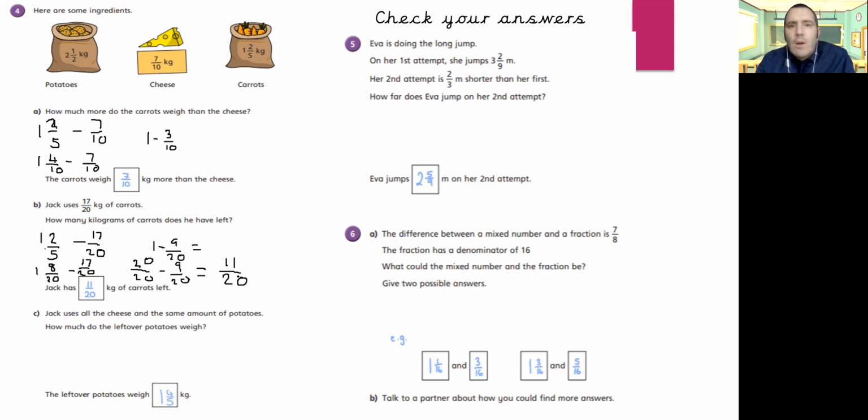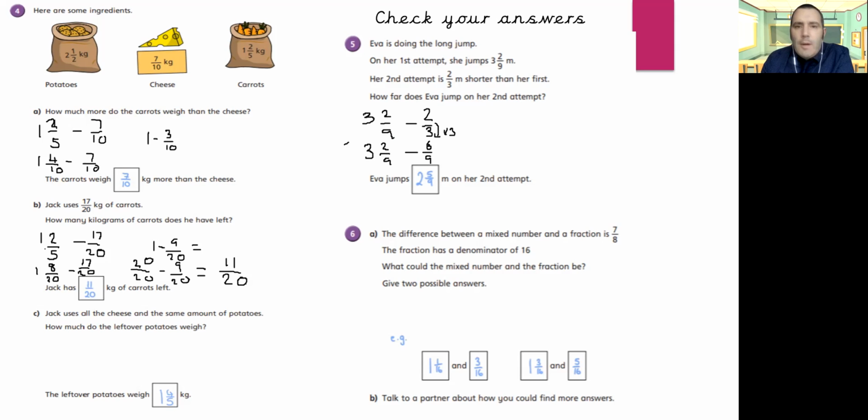Question 5, Eva is doing the long jump. On her first attempt, she jumps 3 meters and 2/9 of a meter. Her second attempt is 2/3 of a meter shorter. How far does she jump on her second attempt? So what the question's asking us here, 3 and 2/9, take away 2/3. First thing we need to do, get the denominators to be the same. So I'm going to multiply this here by 3, which will give me 6/9. So the question is now 3 and 2/9, take away 6/9.